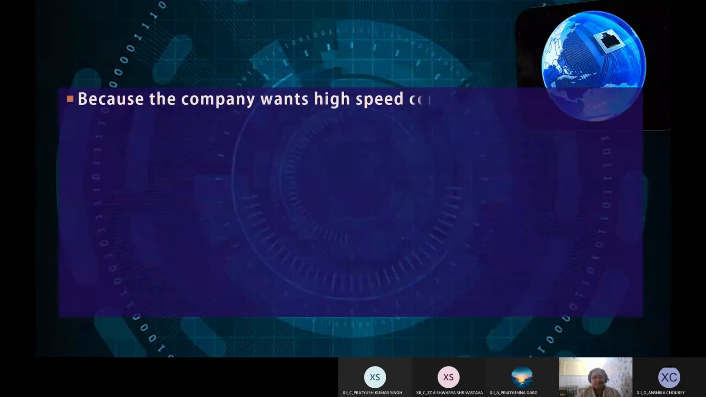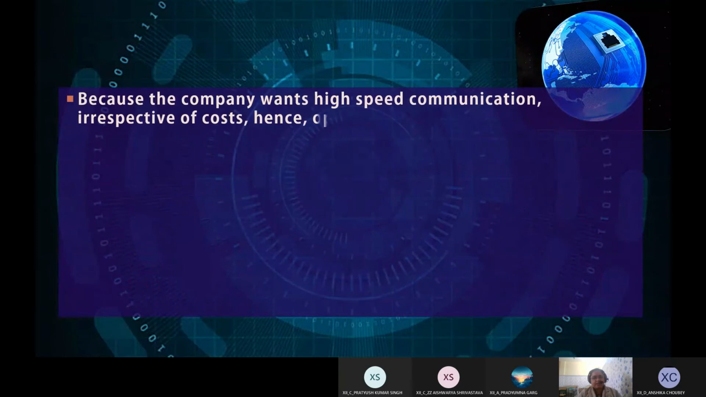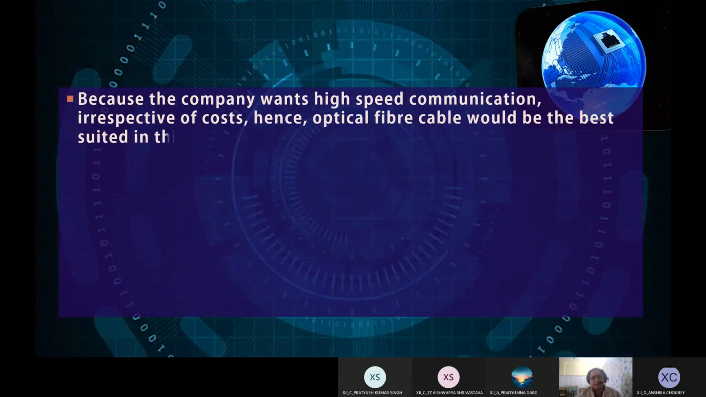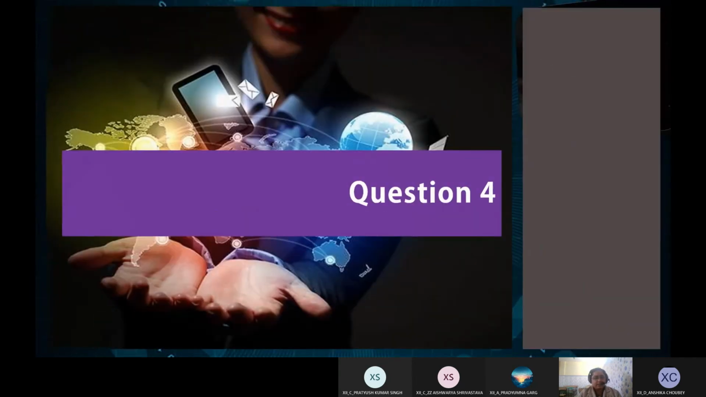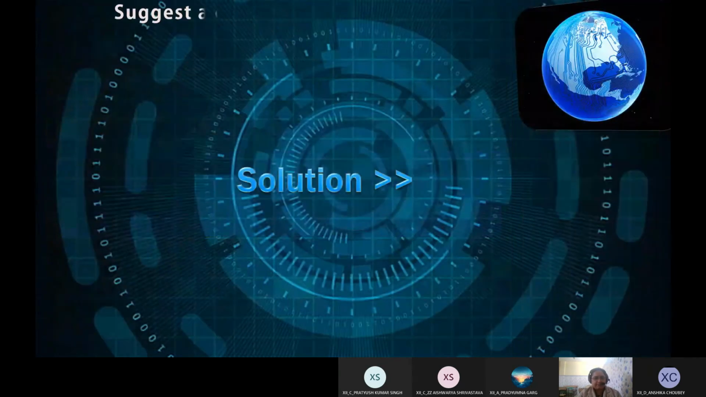Then question, because the company wants high speed communication irrespective of cost. So you can see that the company is ready to pay any amount of money, but they want high speed. So you can easily suggest them optical fiber cable. Question number 4 and very important.